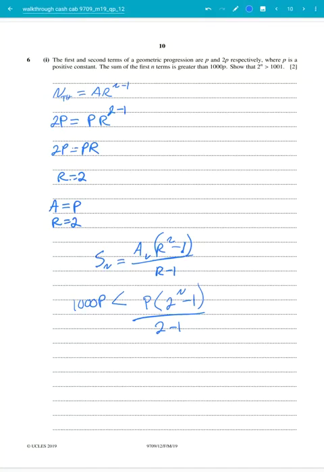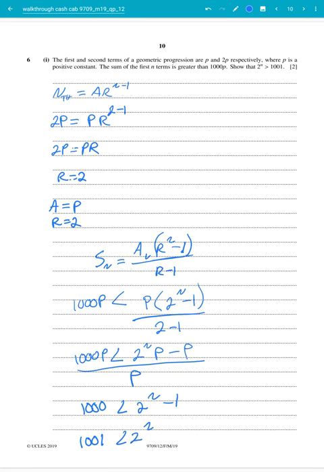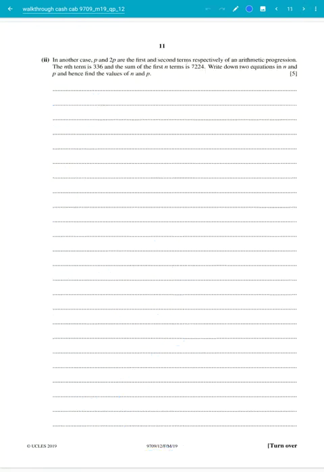So that gives us 1000p less than 2 to the n p minus p. You can divide both sides by p. 1000 less than 2 to the n minus 1. There we go. So that's number 6.